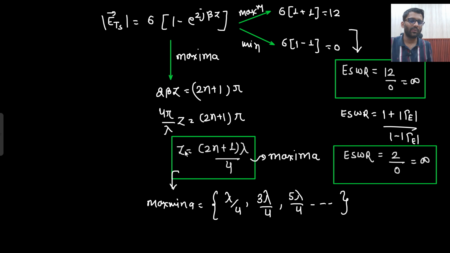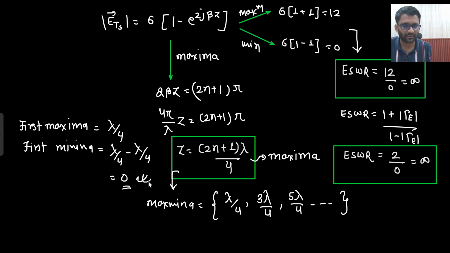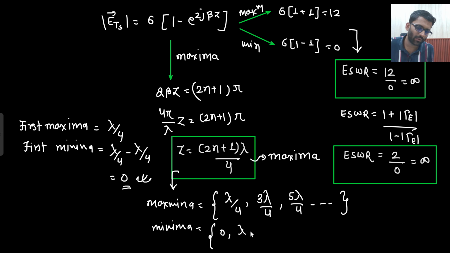So for minima, what do I do? If my first maxima is at lambda by 4, then my first minima should be lambda by 4 behind, right? That is at 0. Is that acceptable? Yes. So my first minima will be at 0. Second would be at lambda by 2. Third, fourth, in that manner we will go. So can I draw my standing wave pattern now? Yes.